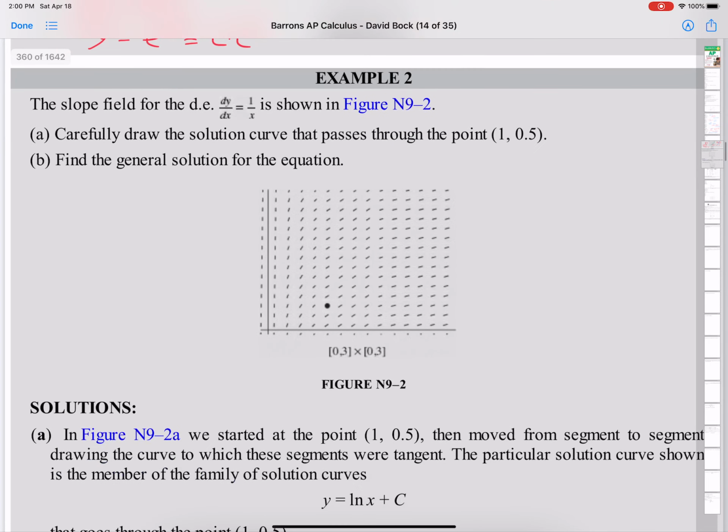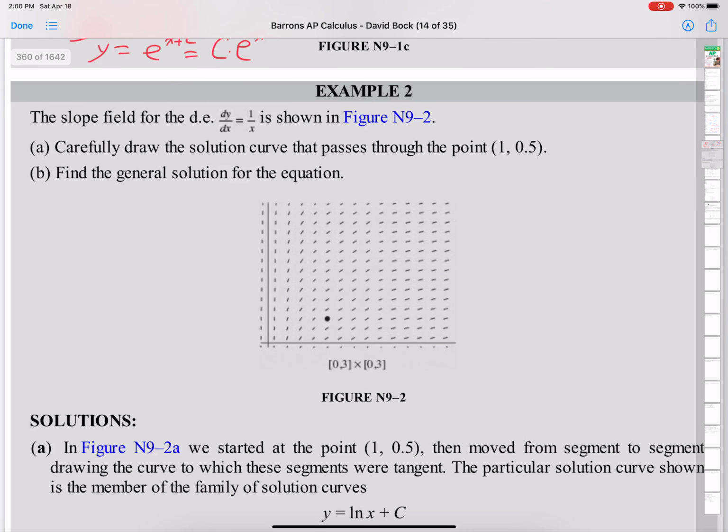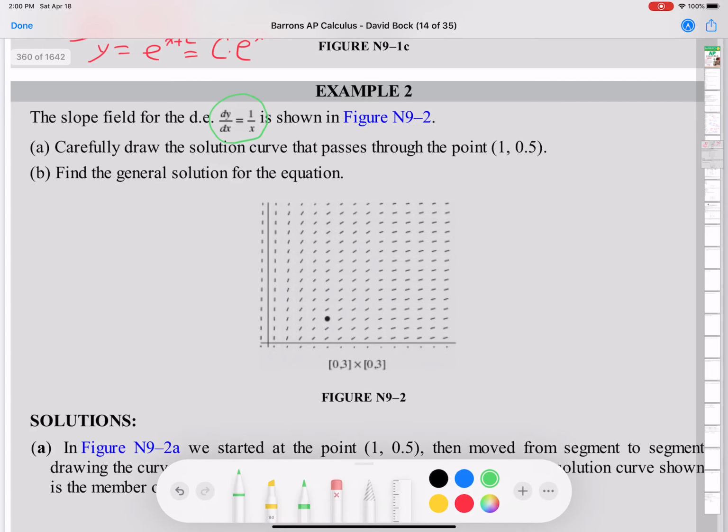Example 2. The slope field for dy over dx equals 1 over x. Okay, there is no y now. There is just x. That means the y value doesn't affect the slope of the tangent line. dy over dx is the derivative function, which means the slope of the tangent line. So the y value doesn't matter. It totally depends on the x value, right?